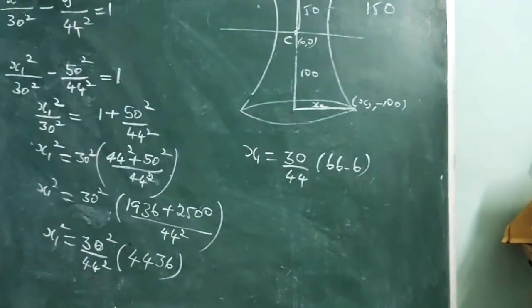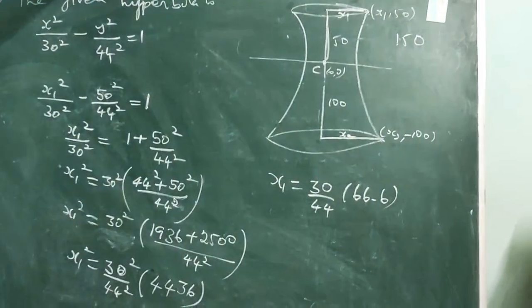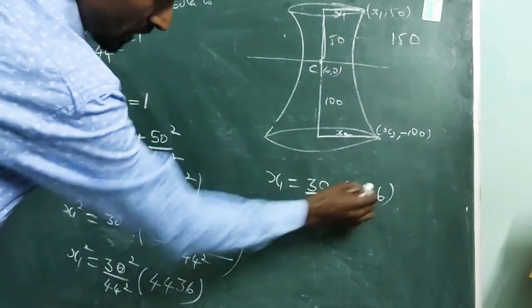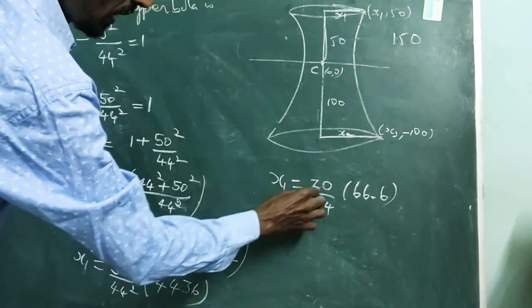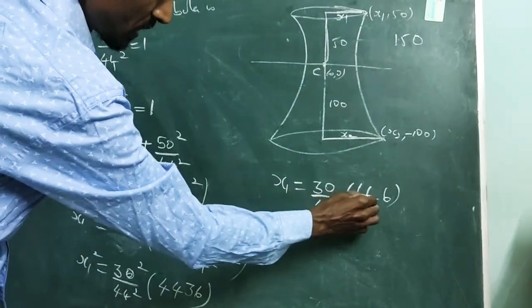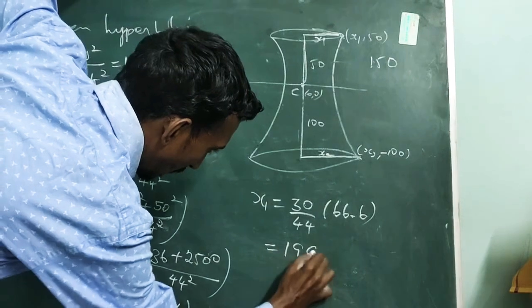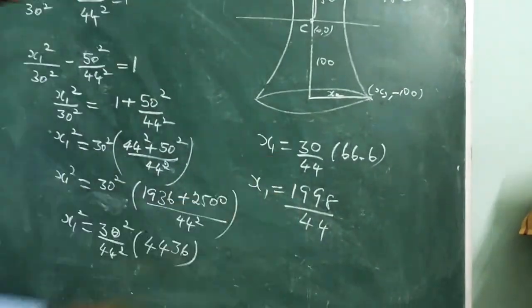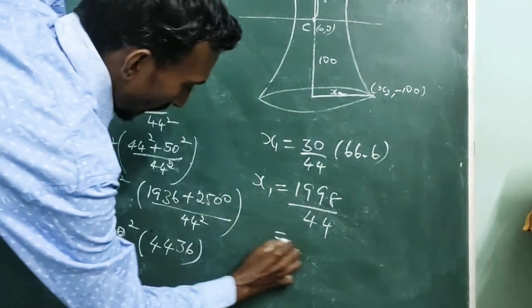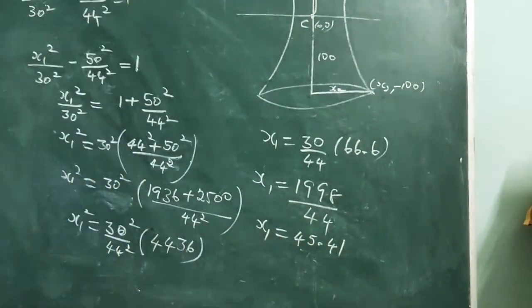Okay, so now simplify this one to get the value of 40. So multiply this. We can leave this decimal because 0 is there. So 3 into 666, we are getting 1998 by 44. So divide this, simplify this, we are getting 45.41.